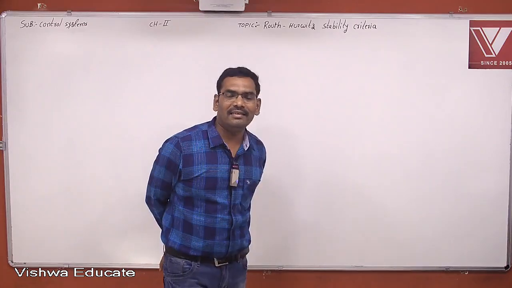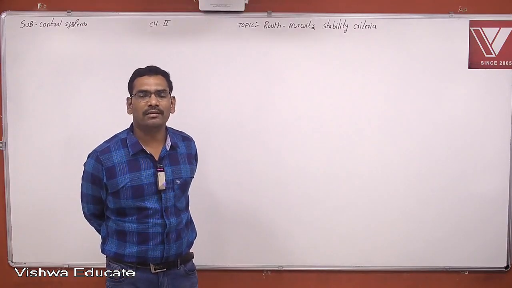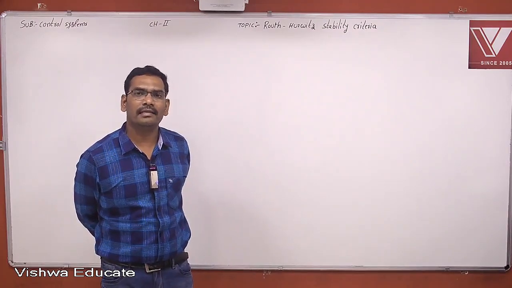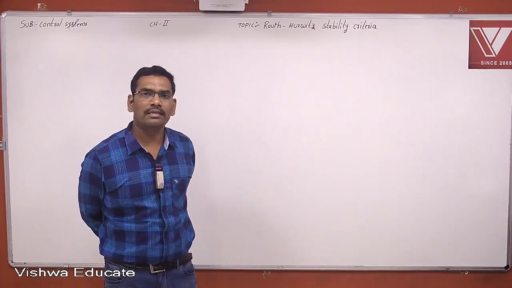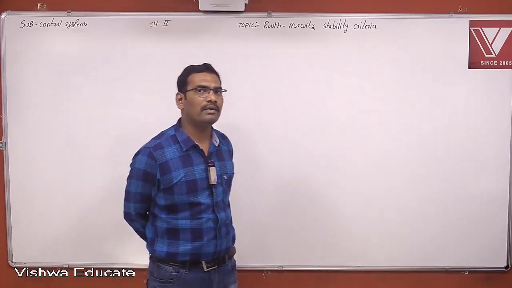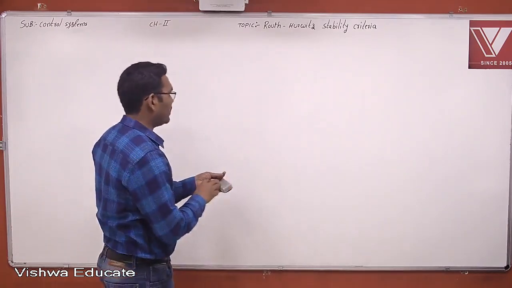Now for order 3, if it is stable, I am giving one shortcut method. The internal quotient product should be greater than the external quotient product and the constant should be greater than 0. If these two conditions are satisfied, directly the closed loop control system is stable. Then I will take another example.